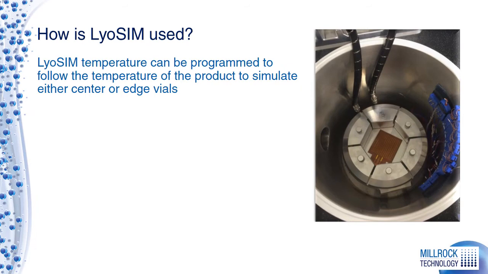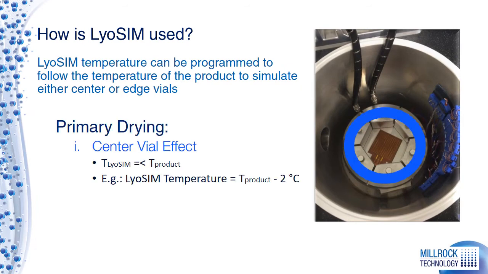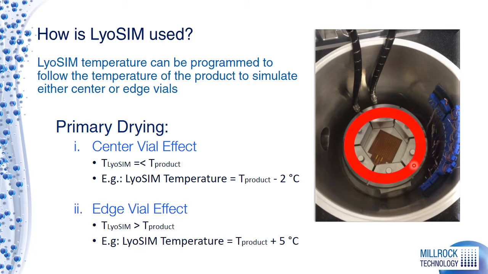How is LyoSim used? For example, for center vials, we can set the temperature of this ring to a couple degrees below the product temperature and track the product temperature, and it'll simulate vials outside of the vial stack, essentially making it think that it's center vials. We can also do an edge vial effect where we set the temperature of this ring slightly above the product temperature, and it makes it believe that it's an edge vial.